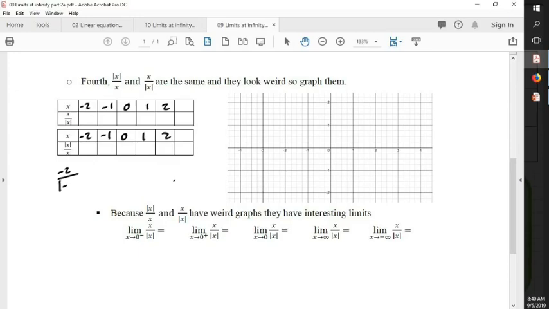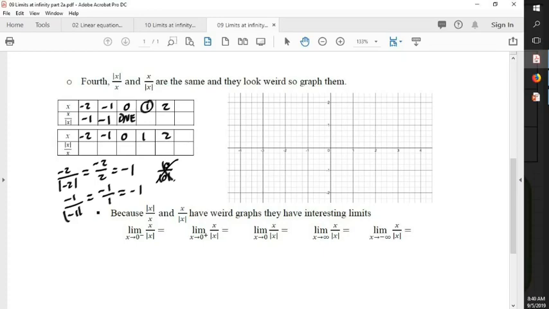Negative 2 over the absolute value of negative 2. What does this equal? This equals negative 2 over 2, which equals negative 1. Right? Then if I plug in negative 1, I get negative 1 over the absolute value of negative 1. That is the same as negative 1 over 1, which equals negative 1. So we get negative 1 again. If I plug in 0, bad things happen. Look, we get 0 divided by 0. That's DNE.